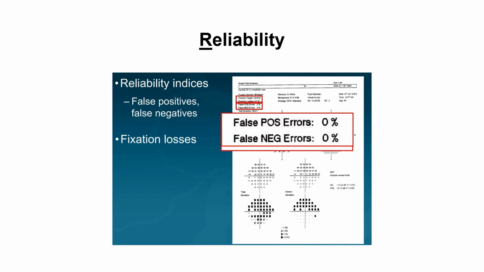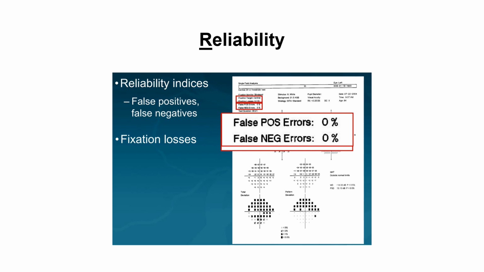The second rule: we should check the reliability of the field. Is this printout reliable or not? By three main indices. These indices are the false positives, the false negatives, and the fixation losses. I will explain these three in detail in the following slides, and you will see them in the printout in the upper left side corner.